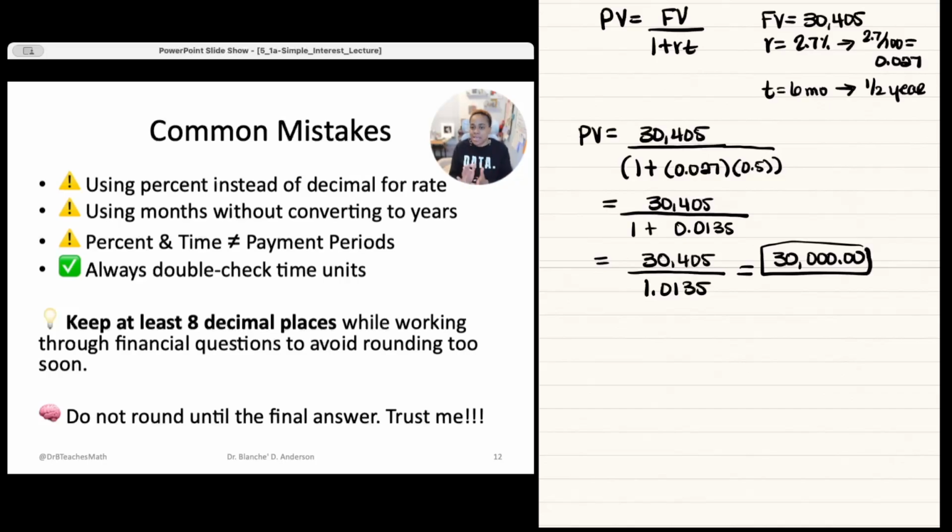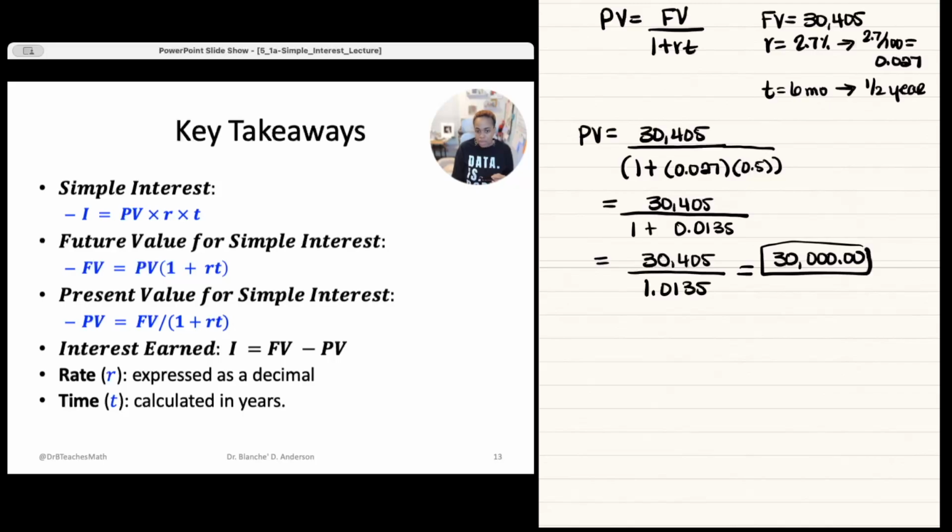Keep at least 8 decimal places. You won't always have 8, but just keep as many as you can so that you don't round too soon, and then round at the final answer. Trust me, depending on what software you're working in, doing your homework, you might end up with some errors. You're like, why is it wrong? You could have rounded too soon. You're using a calculator, so keep all the decimal places till you get to the very end. Okay, all of them. These are the key takeaways.